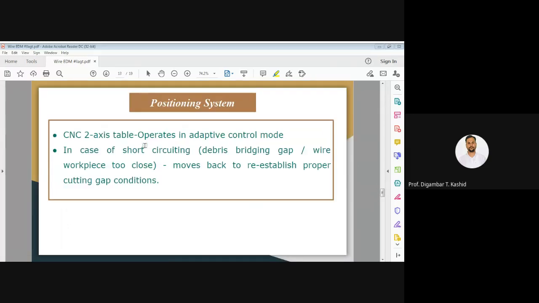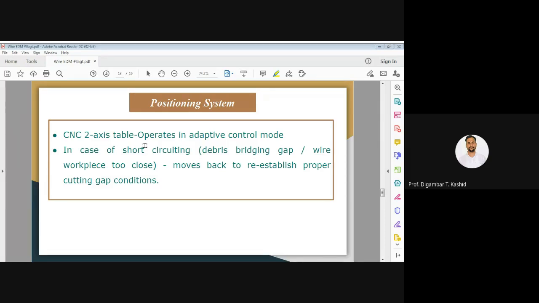Now we have the next system. It is the positioning system. So this is the third component of the wire EDM process. These wires have to be positioned very accurately, because we are going to cut a very complicated contour shape from the workpiece surface. So using CNC control, maybe a two axis control table, we can cut a 2D complicated surface. For that purpose we need a CNC positioning system.